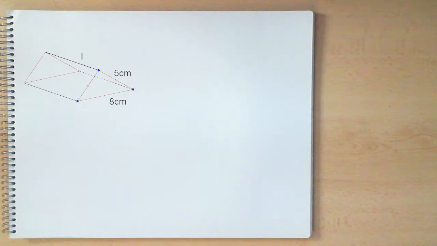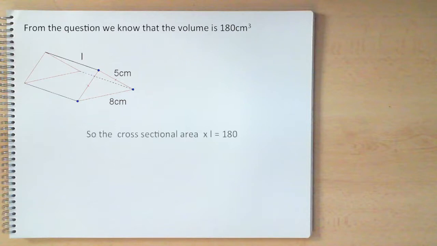So let's get rid of all of the additional pieces of information we've written down and just go back to the original diagram. We know the volume is 180 centimetres cubed. So cross-sectional area times the length is 180 centimetres cubed. We've worked out the cross-sectional area, that's 12. So 12 times the length is 180. So the length is 180 divided by 12, which means we get our length of this prism of 15 centimetres.